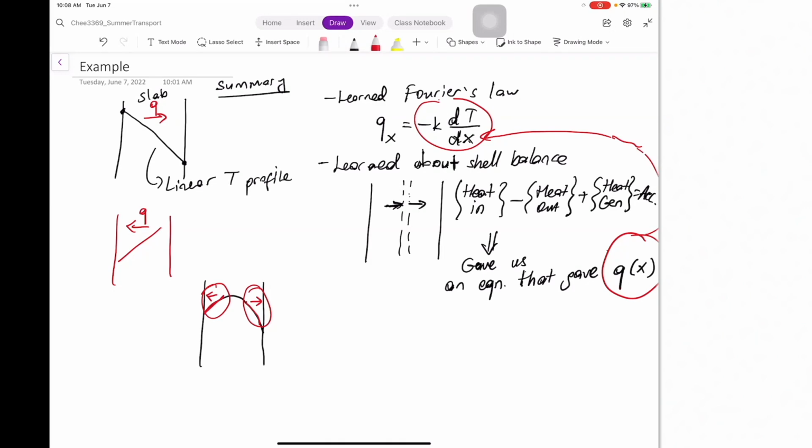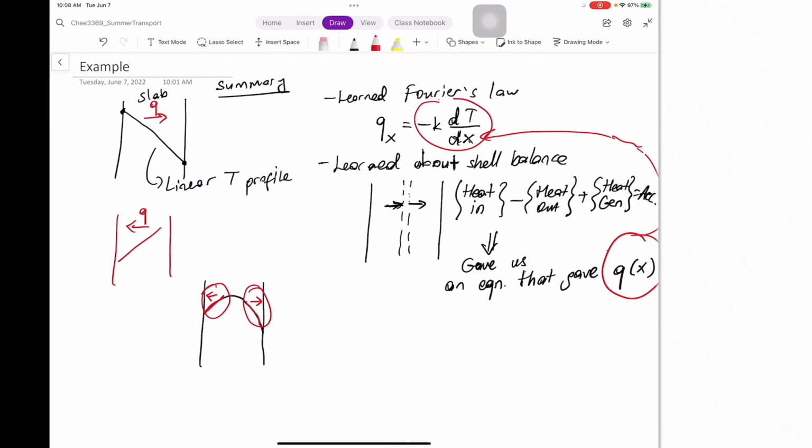Okay, is this clear, everybody? Can you hear me? It's clear. Okay, good. So that's a summary of one-dimensional steady state heat conduction without any heat generation.